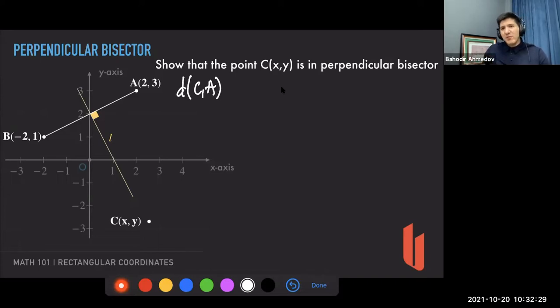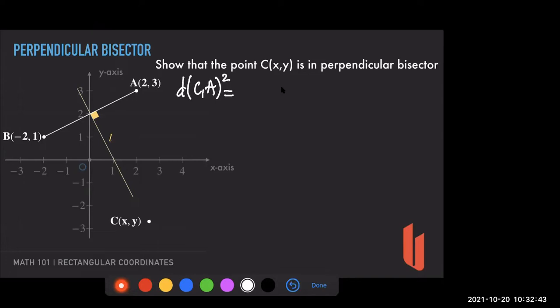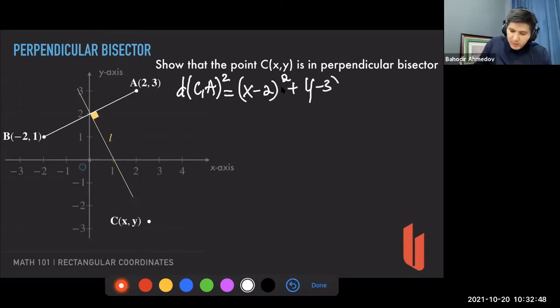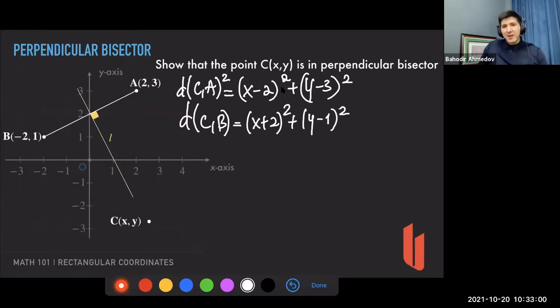It gives you so many feelings and insights about how to work in the analytic geometry field. Okay, so C and A, what is the distance between C and A? Let's say the distance squared. It's going to be x minus 2 squared plus y minus 3 squared, right? So the distance between C and B is going to be equal to x plus 2 squared plus y minus 1 squared.